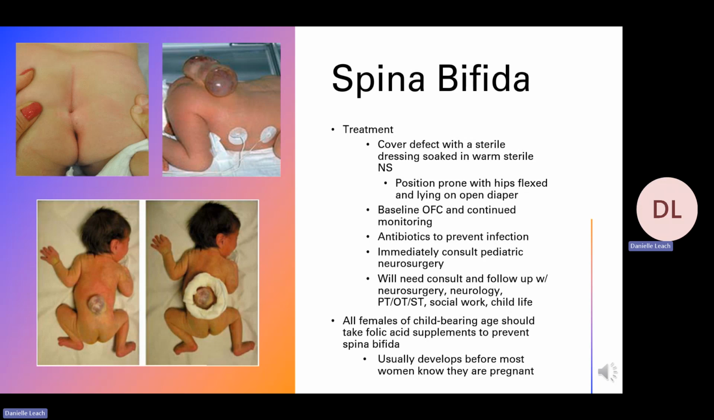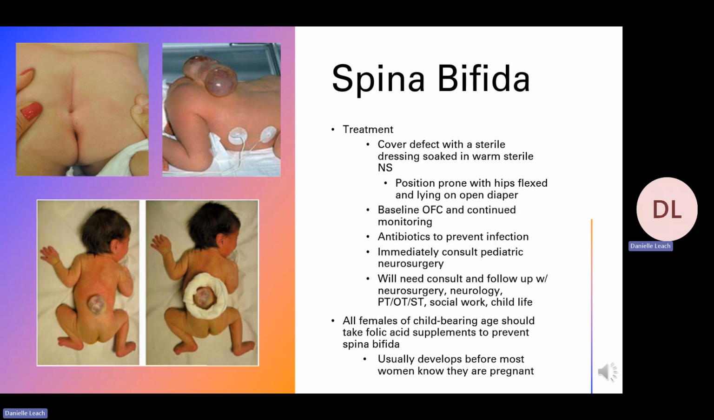They're also going to be put on antibiotics to prevent infection, so most likely IV antibiotics. They're going to have an immediate consult for pediatric neurosurgery. Almost always we are going to be able to see this on ultrasound, so it's going to be known before the baby is born. This may already be set up, but pediatric neurosurgery is going to immediately come and see the baby and give more specific orders.